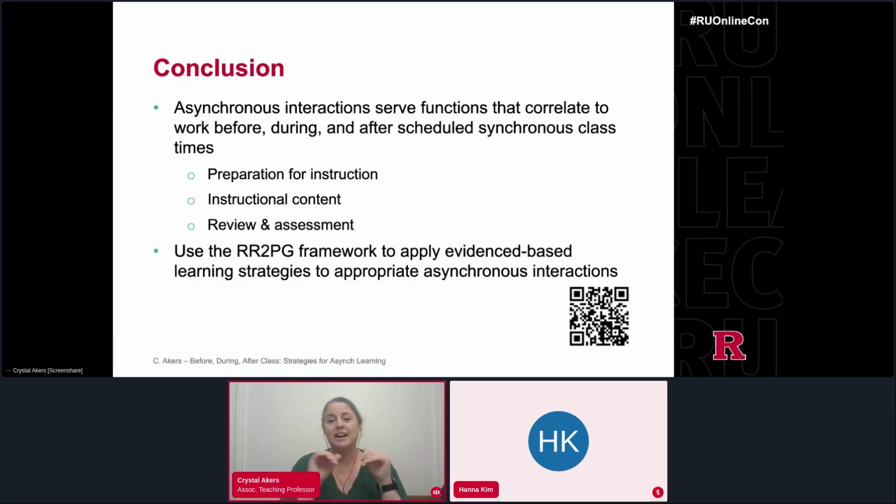All right, so to conclude here, what I want to leave you with is that a student's asynchronous interactions within a course serve functions that correlate to the kind of work that takes place before, during, and after scheduled synchronous times, like preparation for instruction, receiving instructional content, and conducting review and assessment. So that RR2PG framework we saw can be used across modalities to apply this evidence-based learning to appropriate asynchronous interactions.